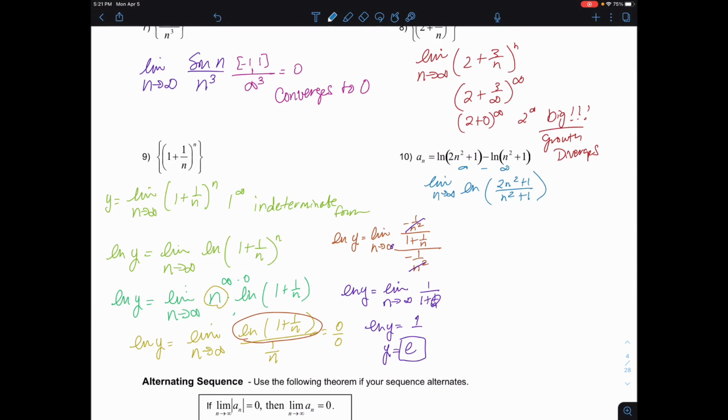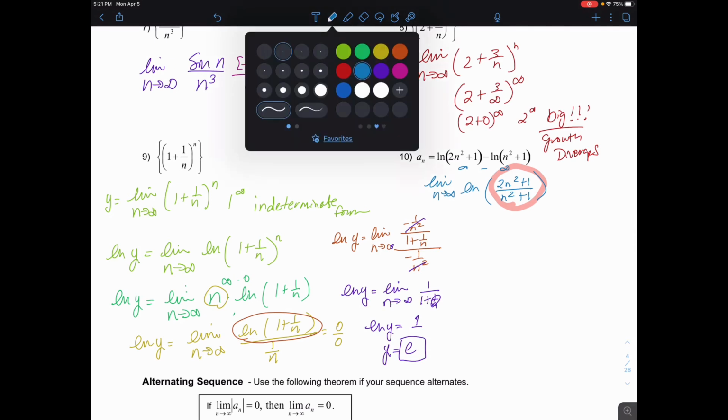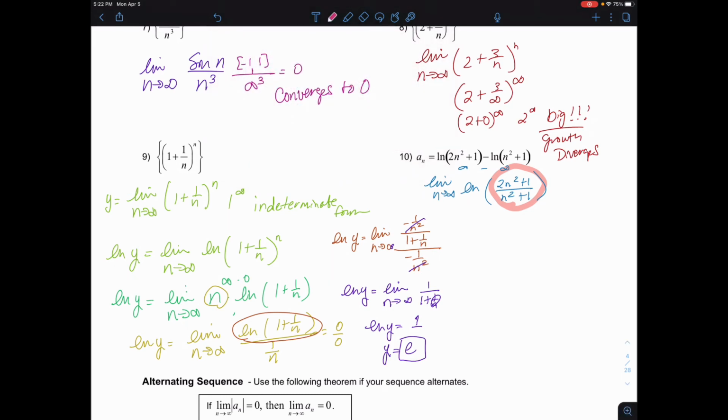Now, just on the inside here, I'm going to use my horizontal asymptote rule. If I use my horizontal asymptote rule, the inside of that is going to be 2. So that means I have the limit as n goes to infinity of ln of 2. So that converges to ln of 2.